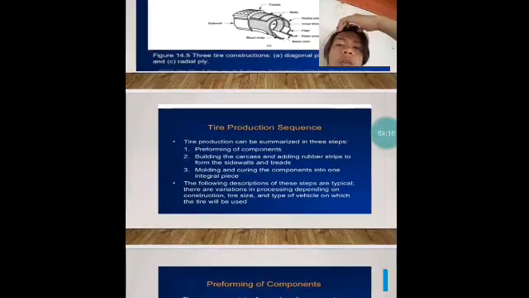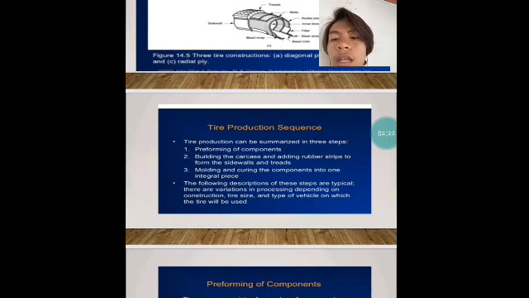The production sequence. Tire producing can be summarized in 3 steps. 1. Preforming of components. 2. Building the carcass and adding rubber strips to form the sidewall and tread. 3. Molding and curing the components into one integral piece.